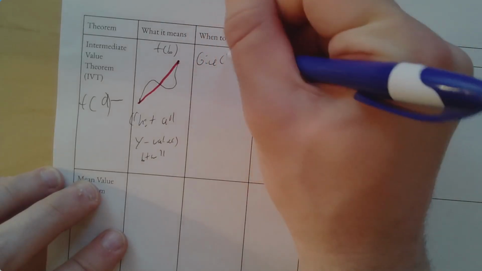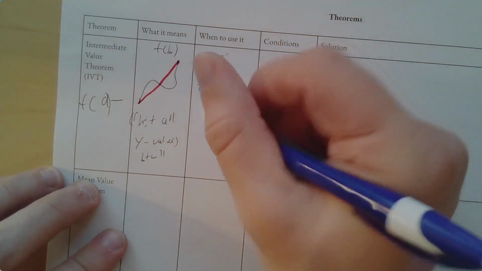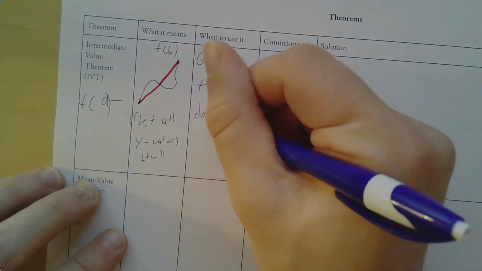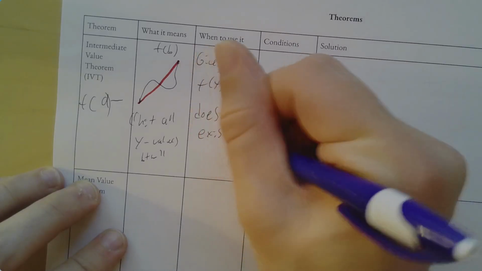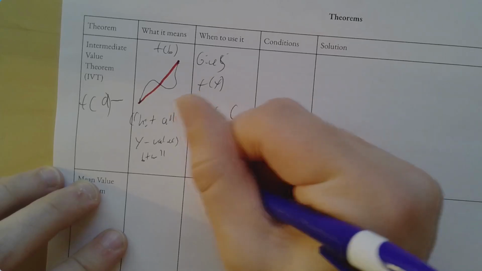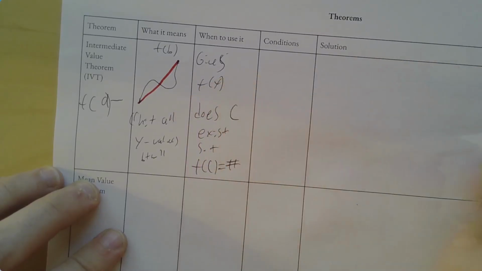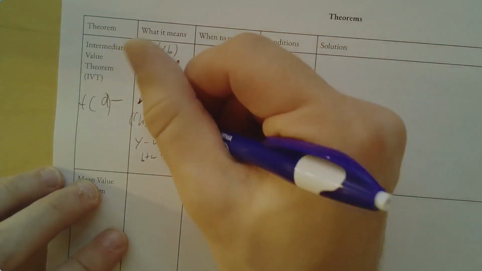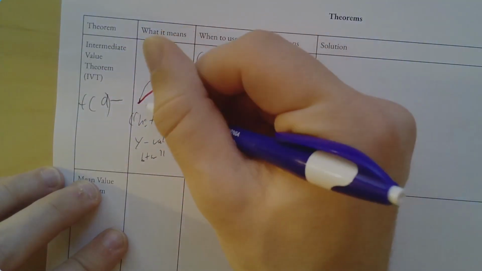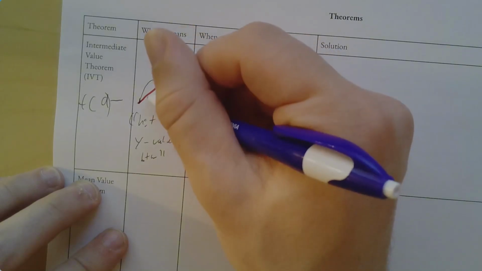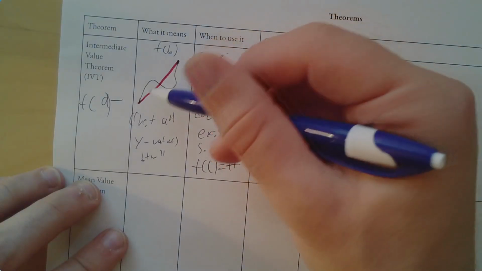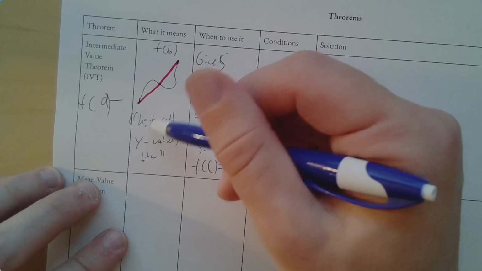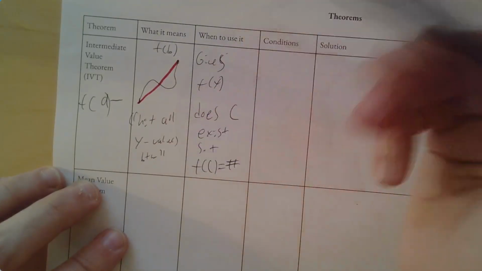When to use it: generally it gives you a function and asks, does c exist such that f of c equals this number? So it's saying, is there some x value here such that it equals some y value? If that y value is in this interval here, then it does exist. If this y value is outside the interval up here, then it does not exist.